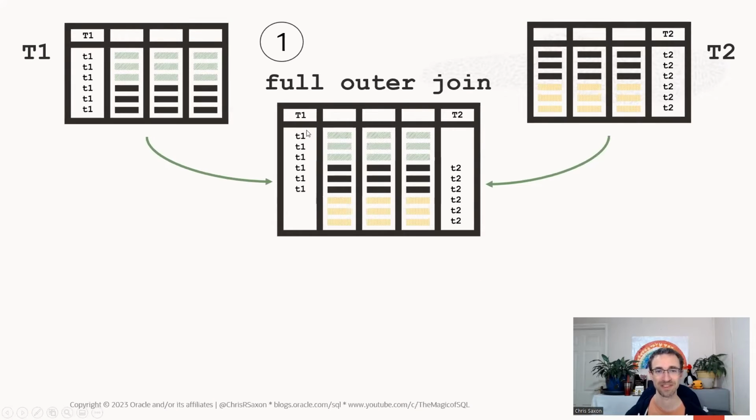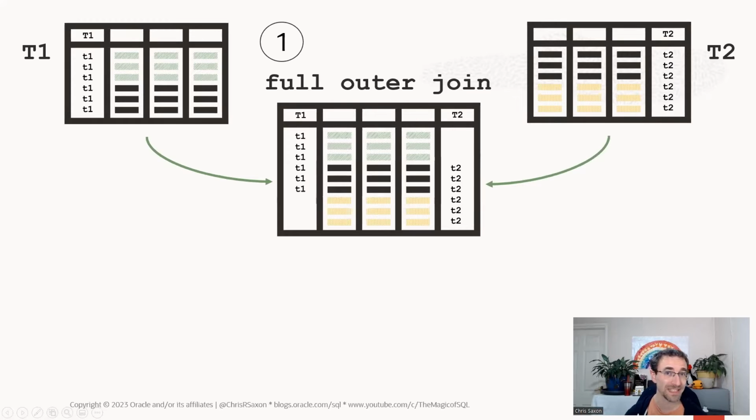So we can see we've got these T1 rows at the top. There is no matching row in the T2 table, so those values are null. Similarly, for the T2 rows, there is no matching row in T1, so the T1 values, these columns that we've added to the result, their values are null.